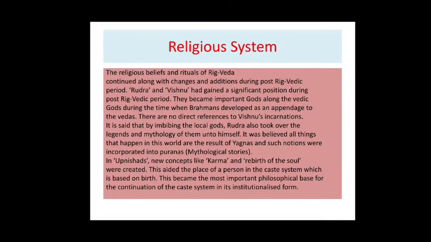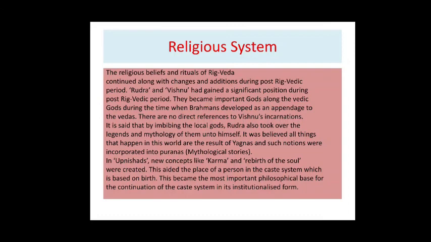Which god is most important? In the early age, people worshipped only nature: fire, trees, earth. Next, in the Vedic time, many gods' names appeared and some rituals and yagas started. Next, in the Upanishads, new concepts like karma and rebirth of the soul were created. That rebirth, the renaissance period, was the Upanishad time.